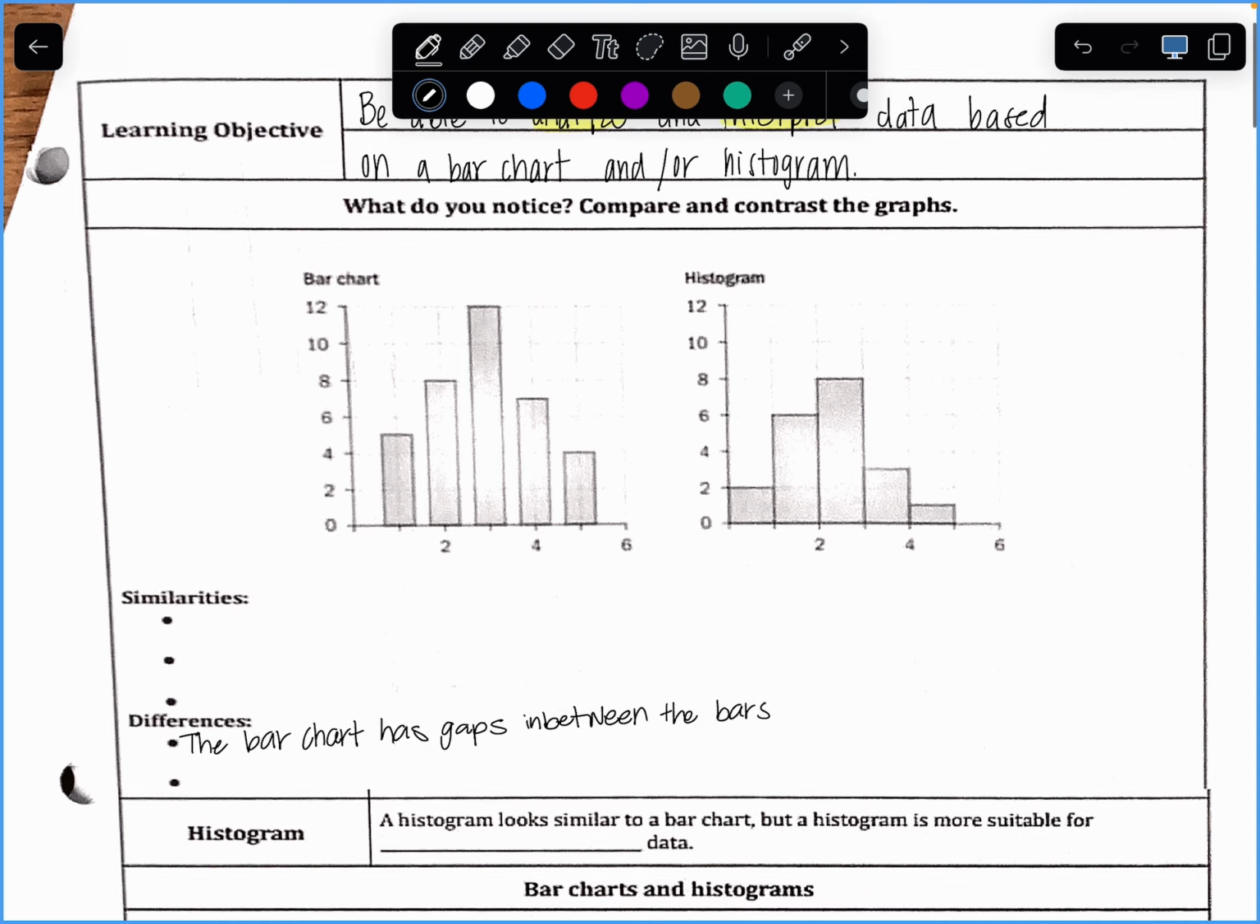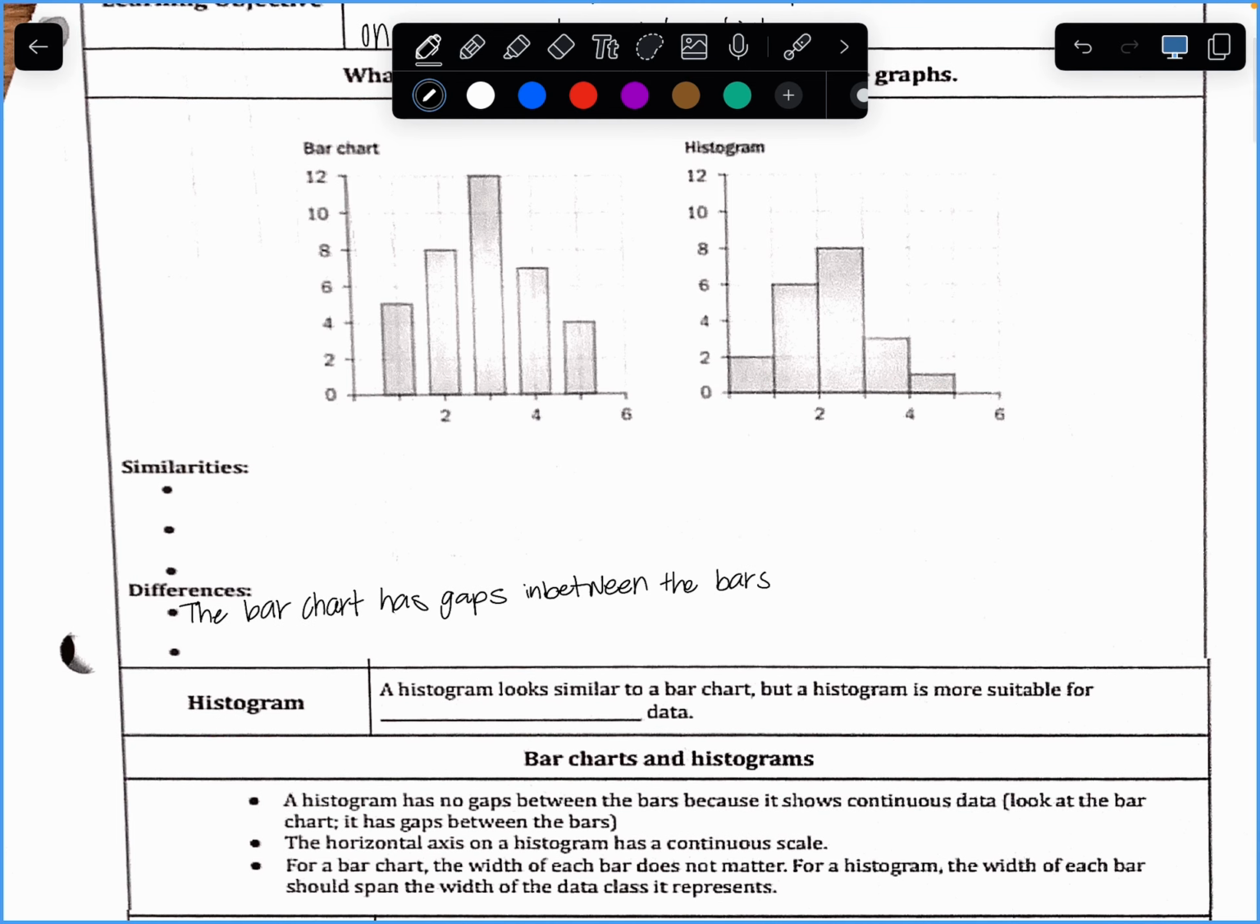So the bar chart has gaps in between the bars. Whereas, let's see. The histogram doesn't. Okay, the histogram doesn't.